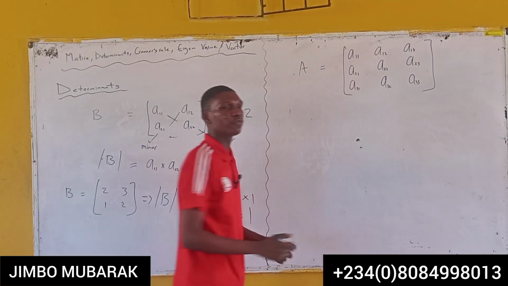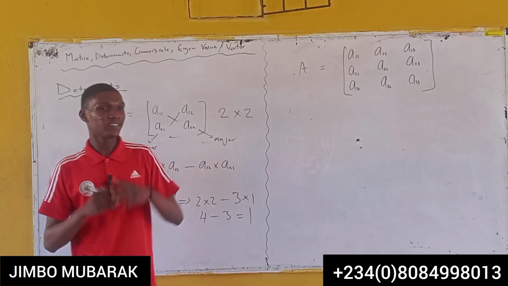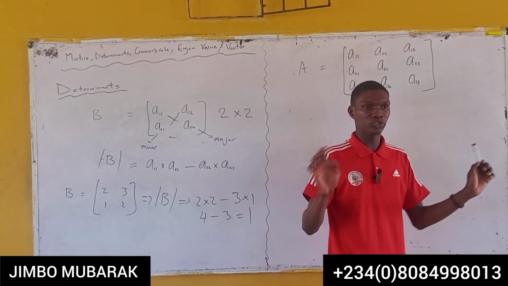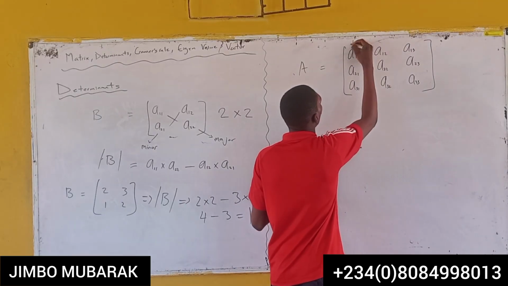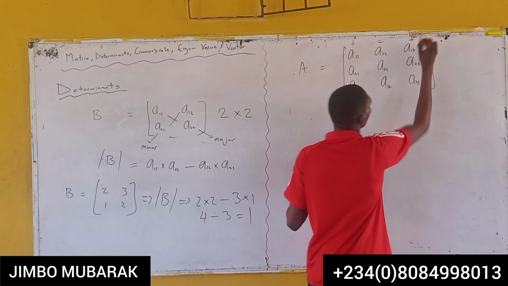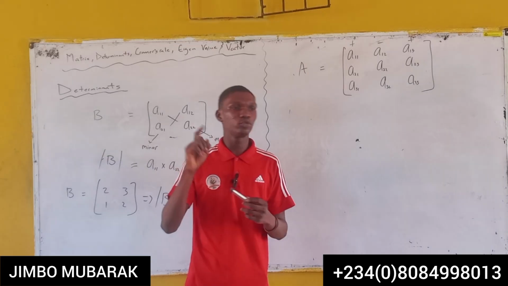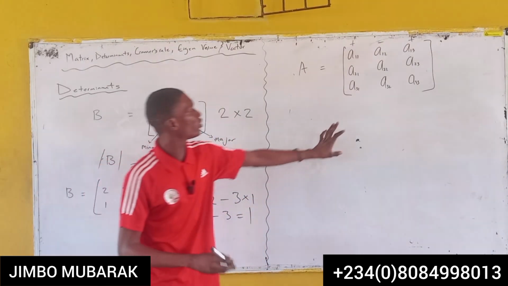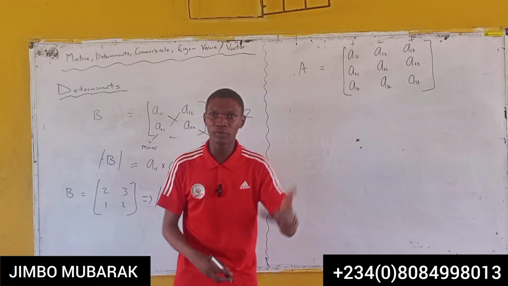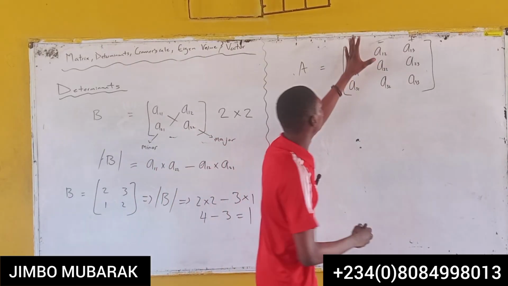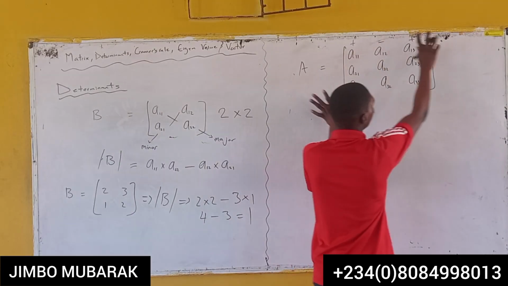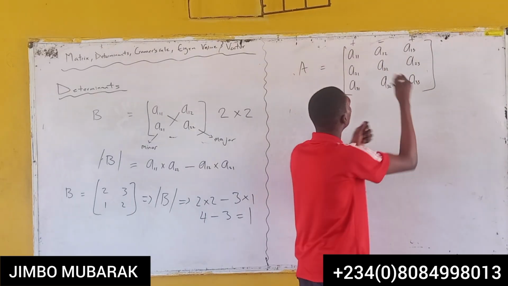So if you want to look for the determinant of a 3 by 3 matrix, we apply a simple rule, a simple sign convention rule. That will be plus, minus, plus. That's the first thing you have to know. You have to apply your sign convention. So when you apply your sign convention, you close this side and this side, then it remains this.